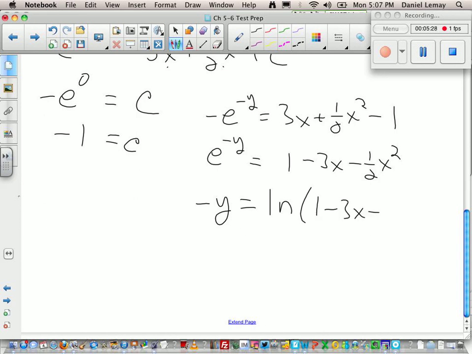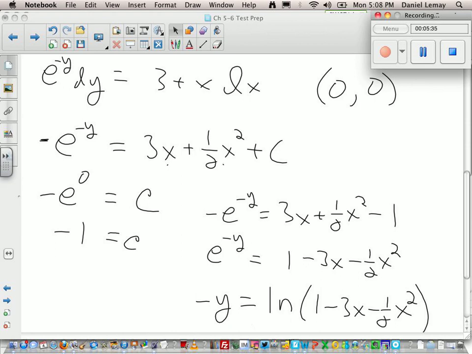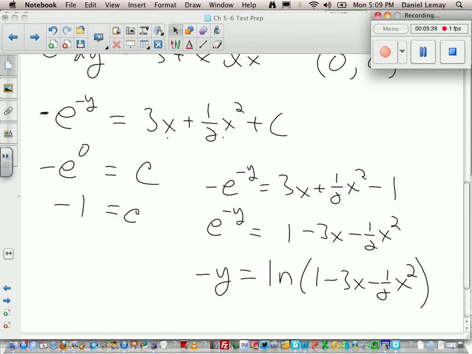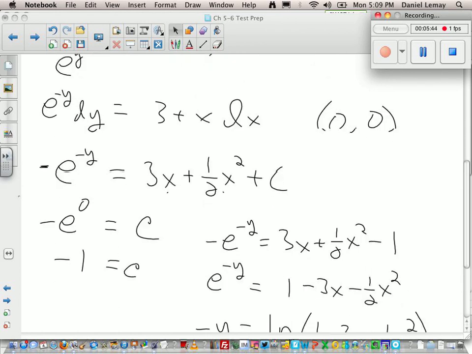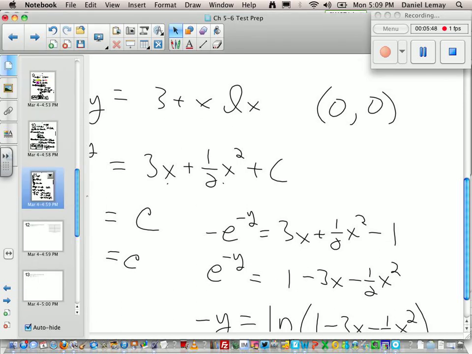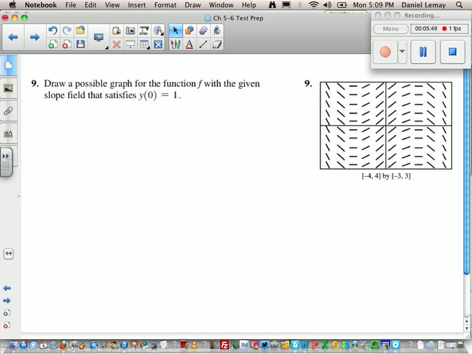Well, it'd be really nice. Remember, I've got to solve these things for y. So if I divide everything by a negative, change those signs. I'm just writing this in descending order because I felt like doing it. Now I can take the natural log of both sides, right? Feels like I'm coming out with an extra negative here.